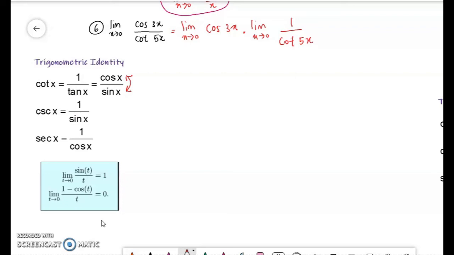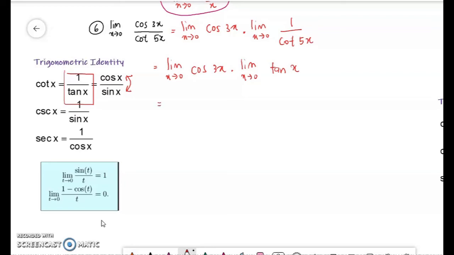For cotangent 5x, you can use this identity and change it, with the sine in the numerator and cosine in the denominator. Then what you get is the limit as x approaches 0 of cos 3x. Because of cotangent 5x, we have tangent here, so if we move the tangent like this, we change it to tangent 5x. Then it will be okay because there is no denominator here.